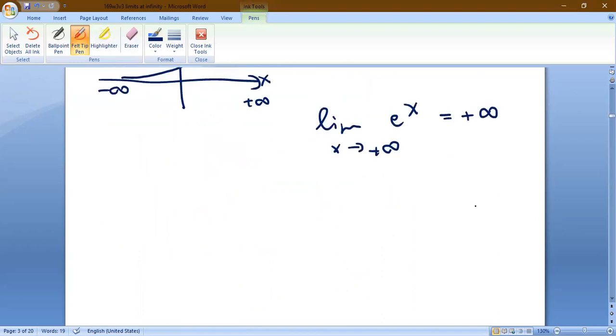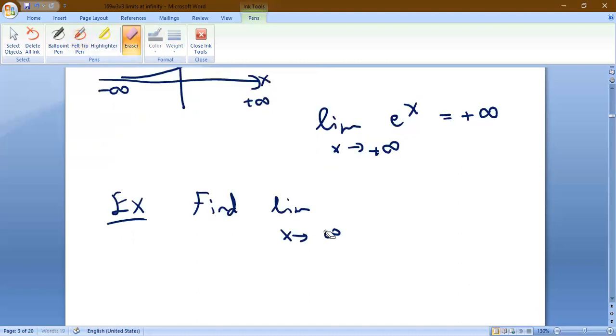Or let's think about another example, which is, let's say, the log function.